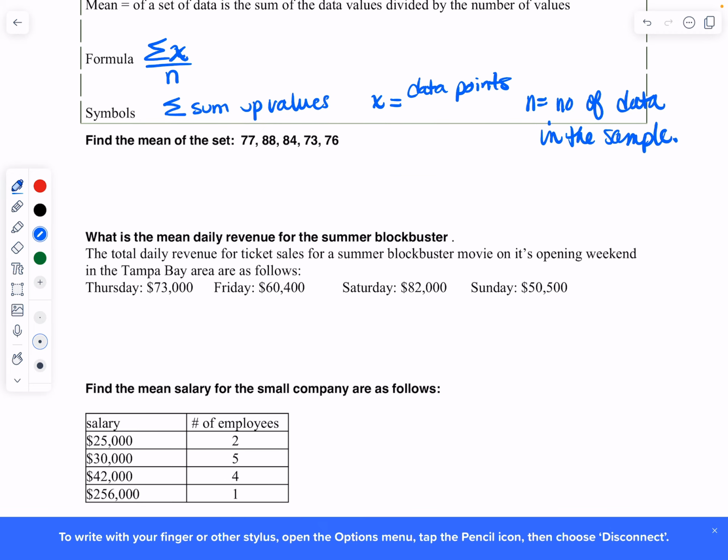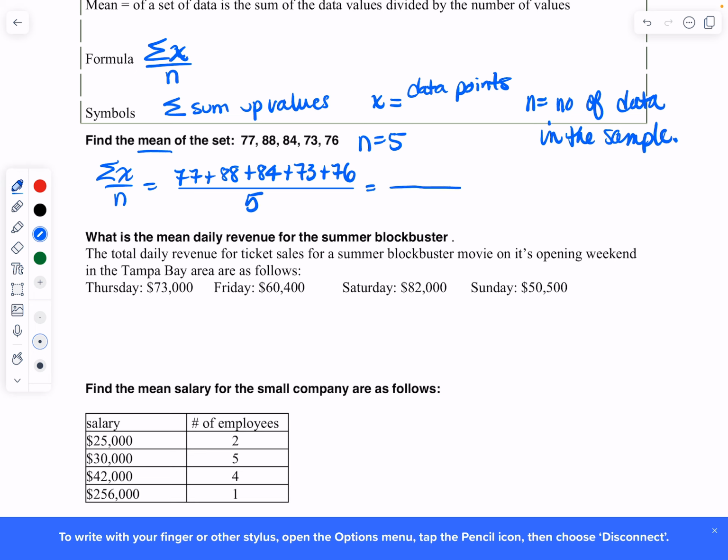This one asks us to find the mean of the set. So I have 77, 88, 84, 73, and 76. So n, when I count how many of those there are, n equals 5. If I count them up, 1, 2, 3, 4, 5. There are 5 data points. Okay. So if I have to find the mean, I'm doing sigma x over n. Remember, sigma means sum. So I'm going to take 77 plus 88 plus 84 plus 73 plus 76, and I'm going to divide all that by 5.